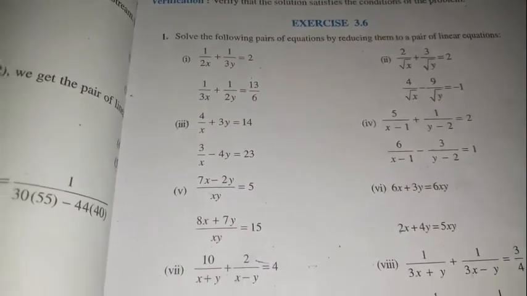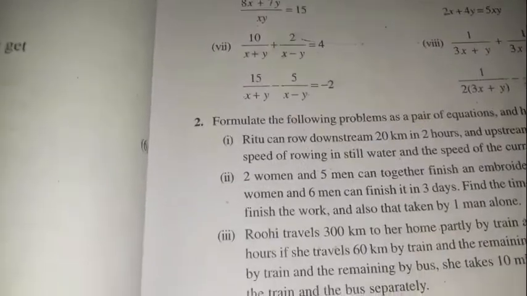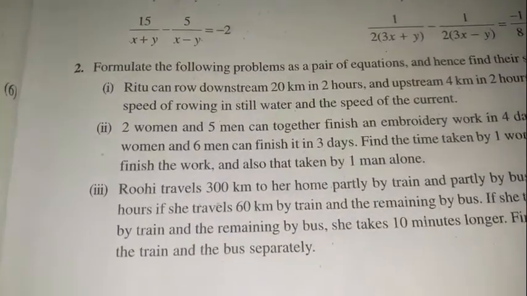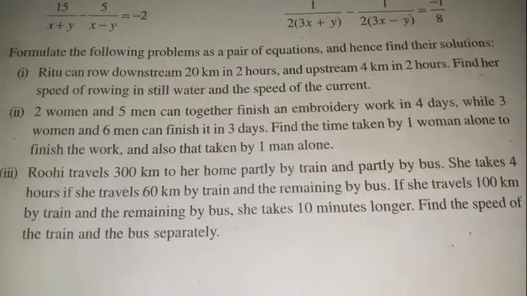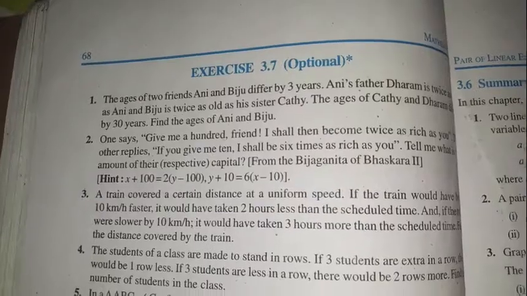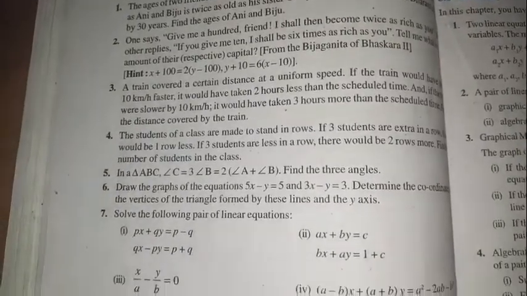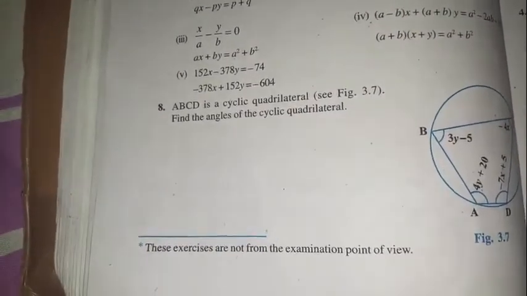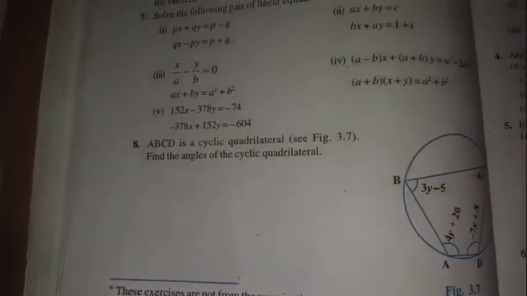This is the class for 10th, exercise on pair of linear equations in two variables. You have completed exercise 3.6 and a few questions remain. We are doing those questions from 3.6 and we'll start 3.7, which is an optional exercise. This is a very important chapter for you, and a few questions usually come in your examination. These exercises are not from the examination point of view, but you must practice this chapter. So we are going to start.